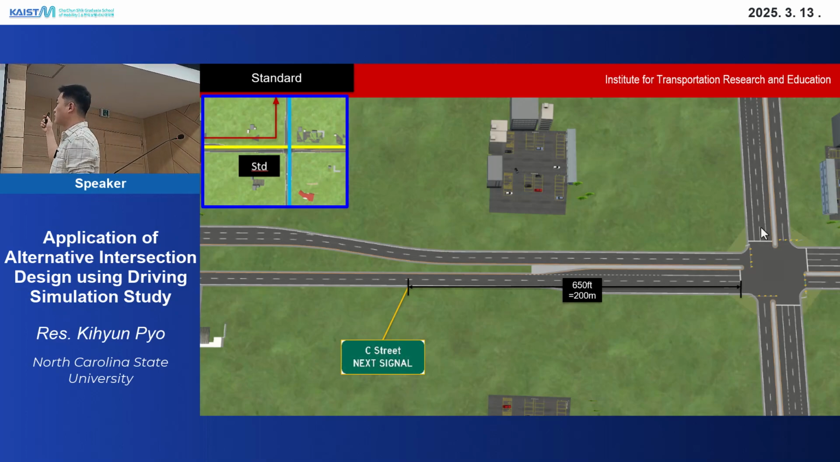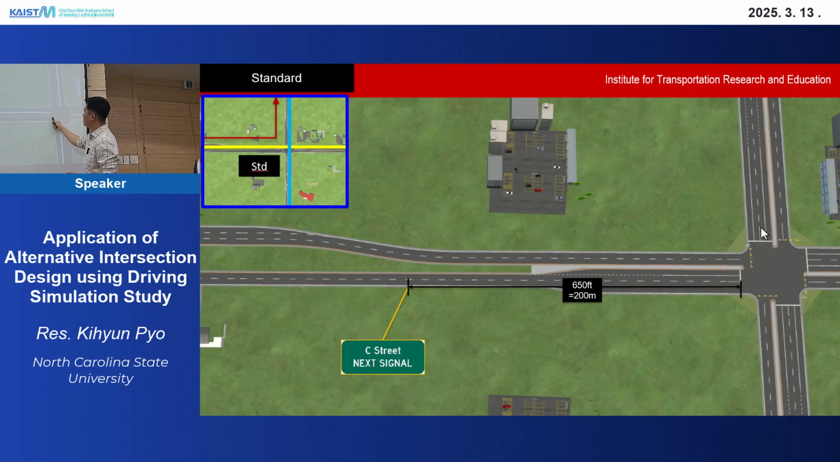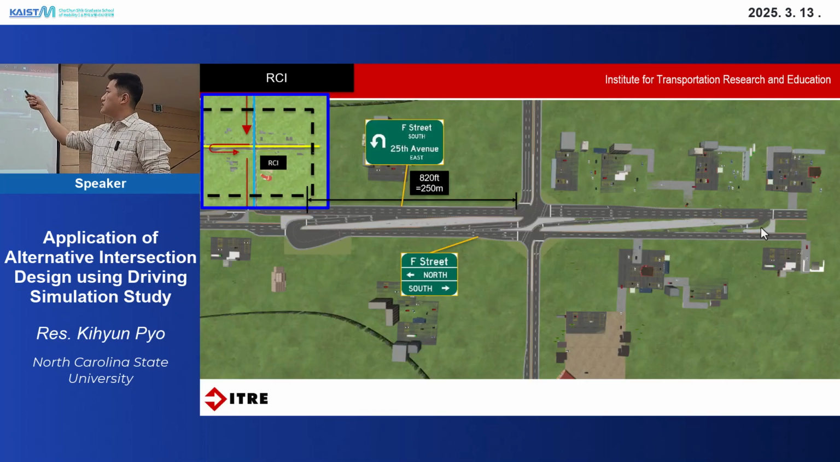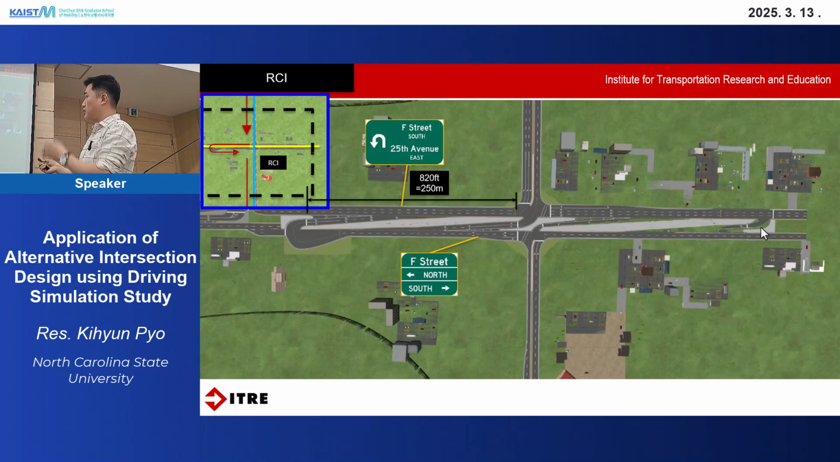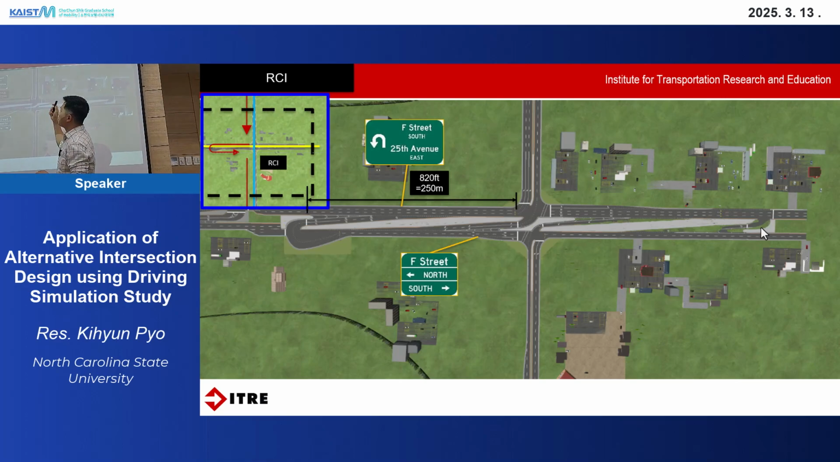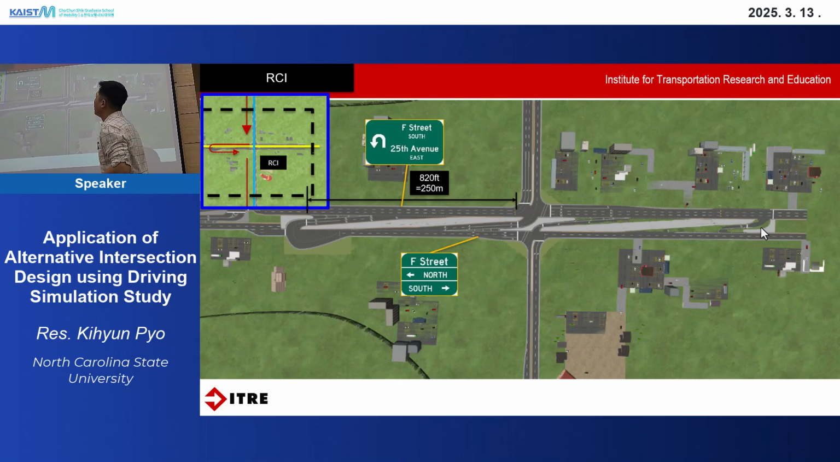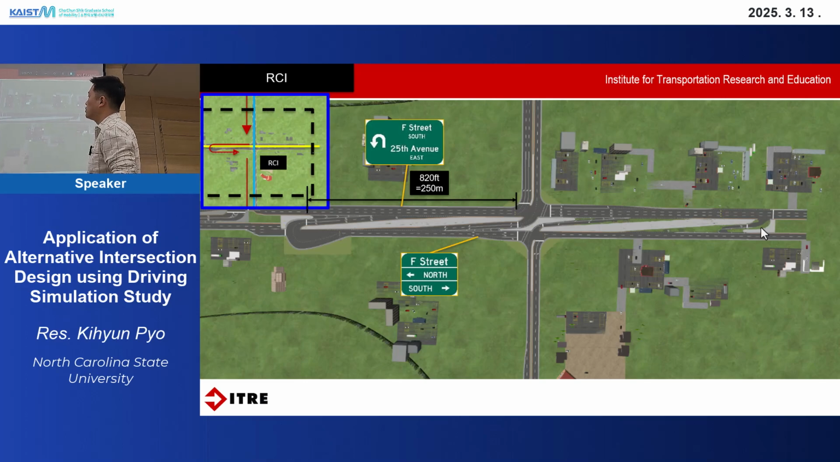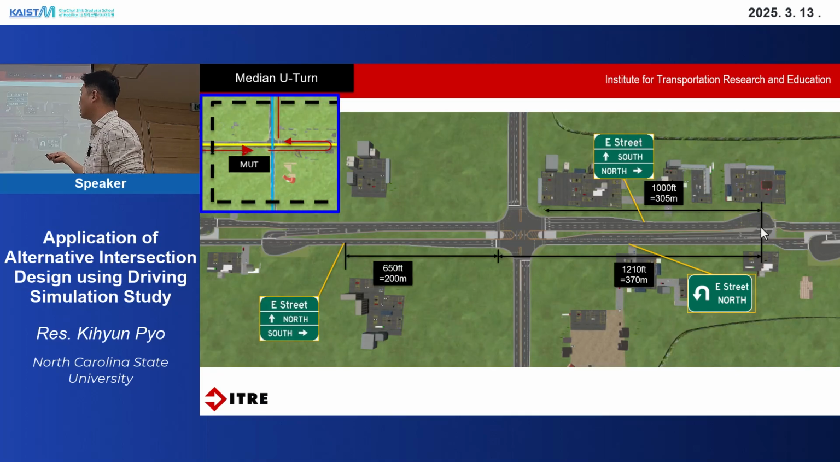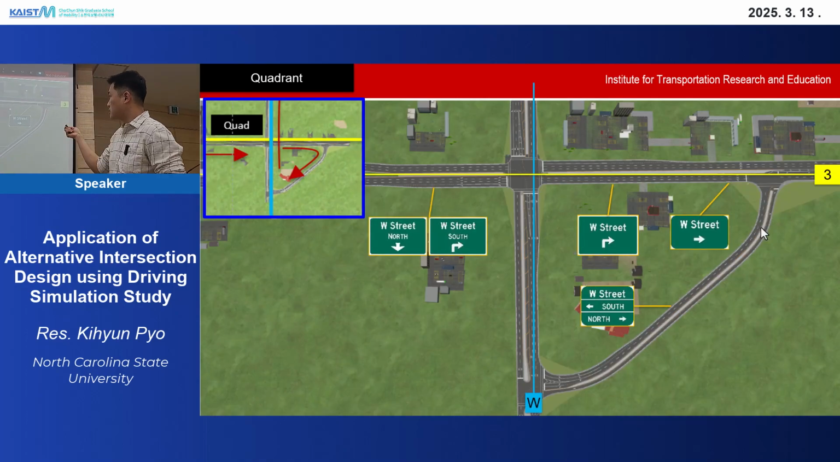As you know, the standard intersection is like this, right? The regular one. This is the RCI, RCOT intersection. I created this model, so the driver who wants to go through from here to there should use the U-turn like this, the detour. The median U-turn is very similar. Quadrant is like a P-turn.